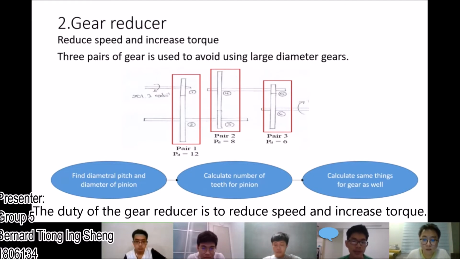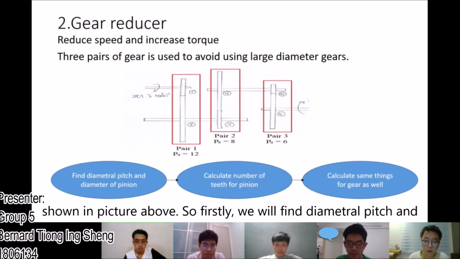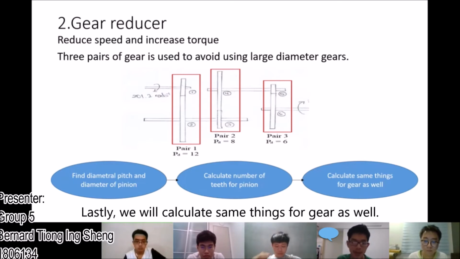The duty of the gear reducer is to reduce speed and increase torque. So three pairs of gears are used to avoid using large diameter gears, as shown in the picture below. So first we will find geometric pitch and diameter of pinion, and we will calculate number of teeth for pinion. Lastly, we will calculate centering for gear as well.